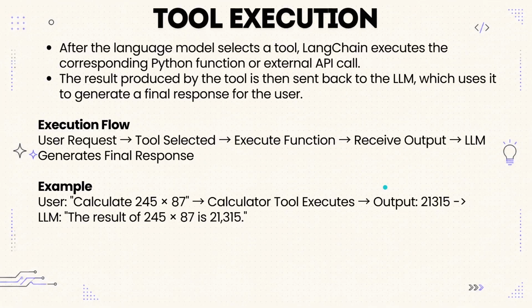After the result is produced, the output is sent back to the LLM, and this helps us get the final response. The execution flow will be: user request, tool selected, function executed, output received, LLM generates a final response, and then once all the outputs are aligned together, we will get the final result in the form of the output. And now we'll understand this as well with a very simple and easy example.